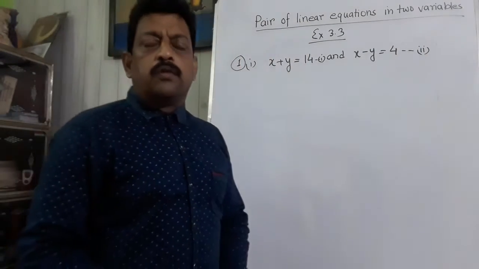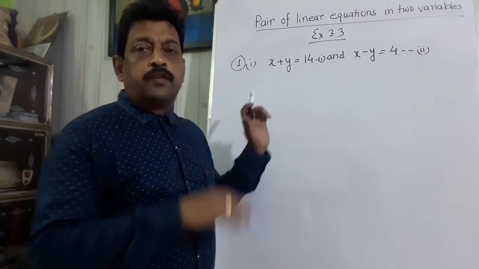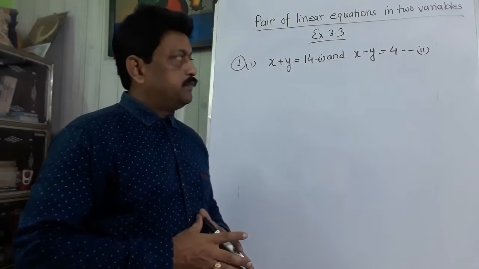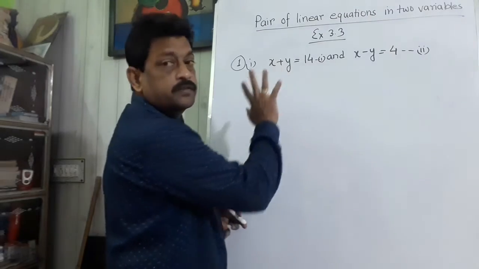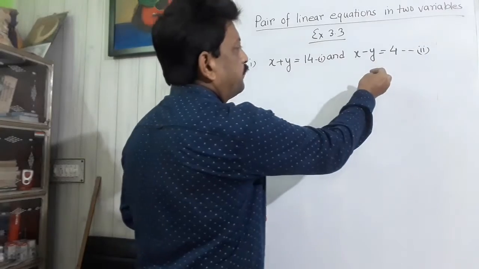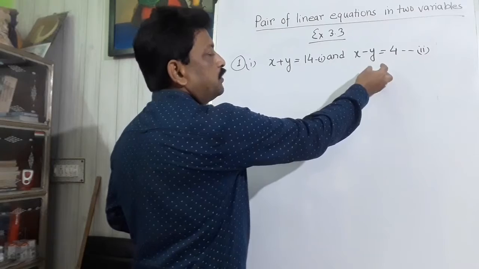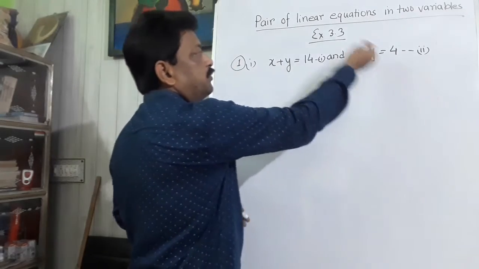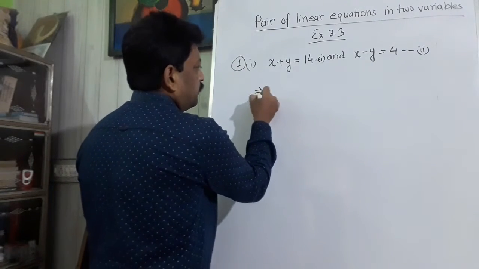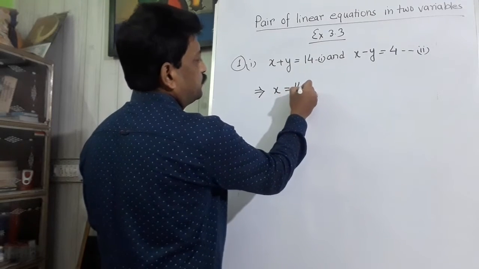In substitution method, what we have to do, find the value of x or y from one equation and put it in the other equation. Means I can find the value of x, I can find the value of y, and then substitute that value of x and y in the second equation, or I can substitute the value of x and y from second equation to first equation. Anything we can do. So let me find the value of x from here. So what is x equals to? It is 14 minus y.